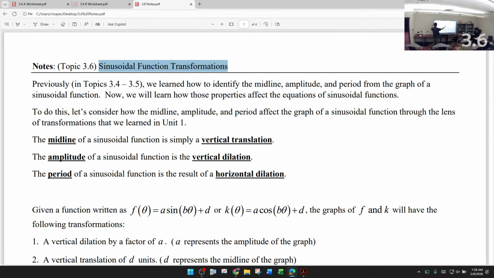3.6 notes. Big one. You got to know 3.4 and 3.5 in order to do 3.6. If you don't know 3.4 and 3.5, we're in trouble for 3.6. Okay? If you know 3.6, then you're good with 3.4 and 3.5. So it's kind of a repeat type thing. 3.4, 3.5 was introducing you to 3.6.